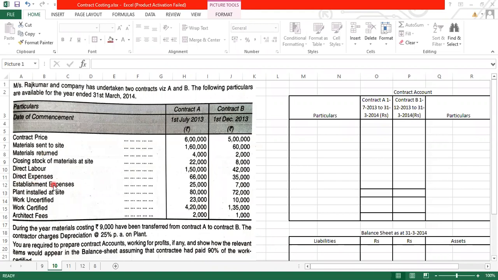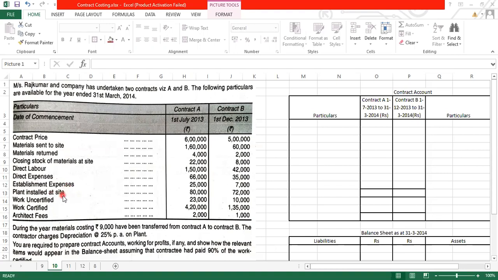Direct labor, direct expenses, establishment expenses. Again, all three are expenses, and in the contract account, they will be written on the debit side. Why? Because the contract account is a nominal account. Let's follow the rule of the nominal account, that is, debit all expenses and losses, credit all incomes and gains.